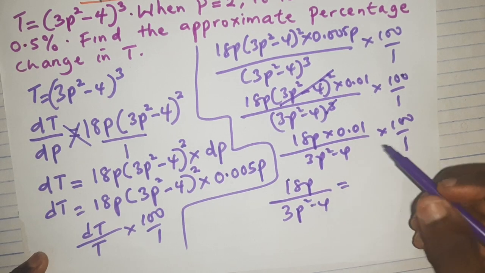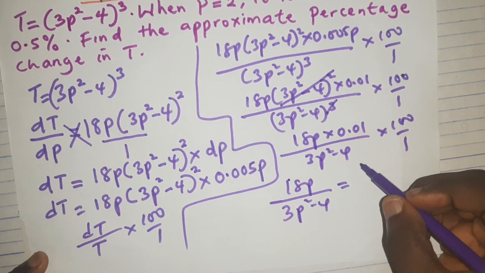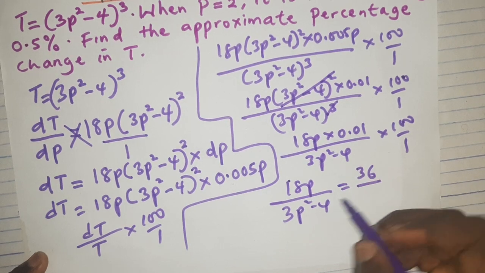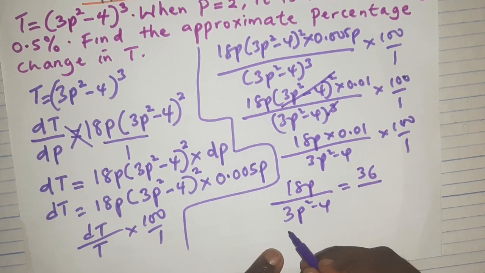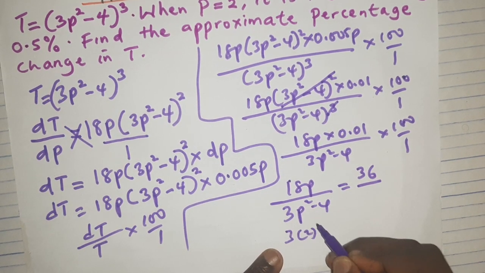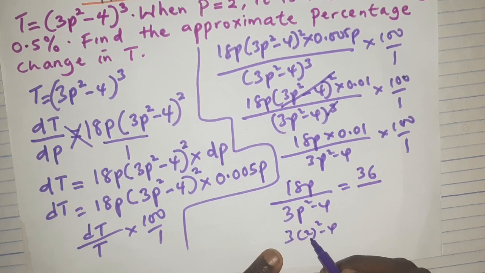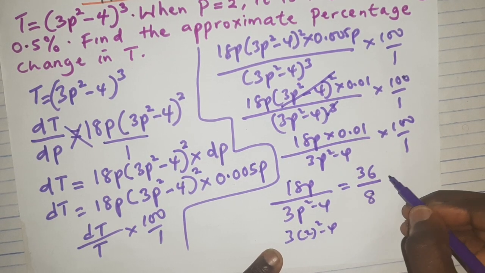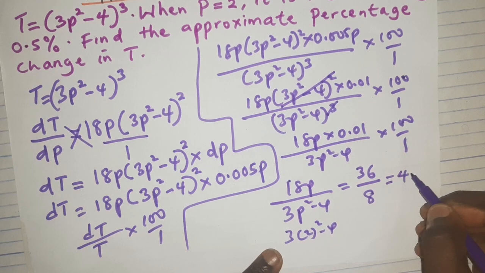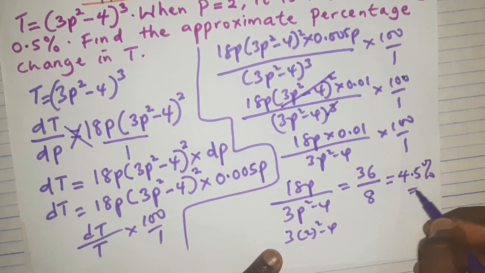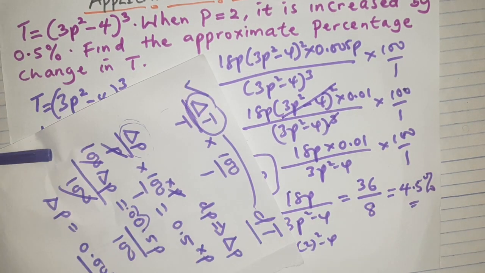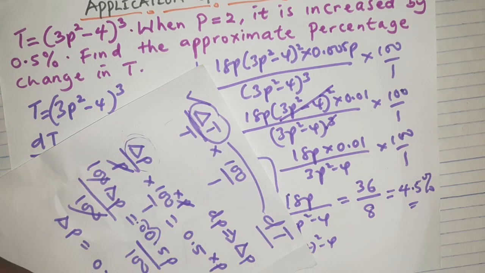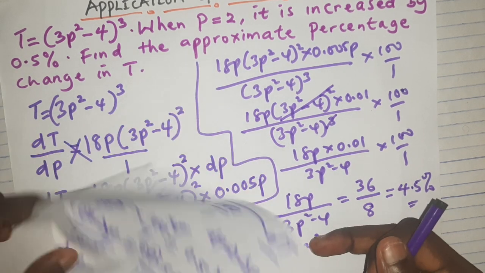Don't forget that my p equals 2. So 18 times 2 is what? 36 over 3 times 2 squared minus 4. 3 times 4, 12 minus 4. That will be 8. Then 36 divided by 8 gives me 4.5%. So that's it. That is the approximate percentage change in t. So very simple.